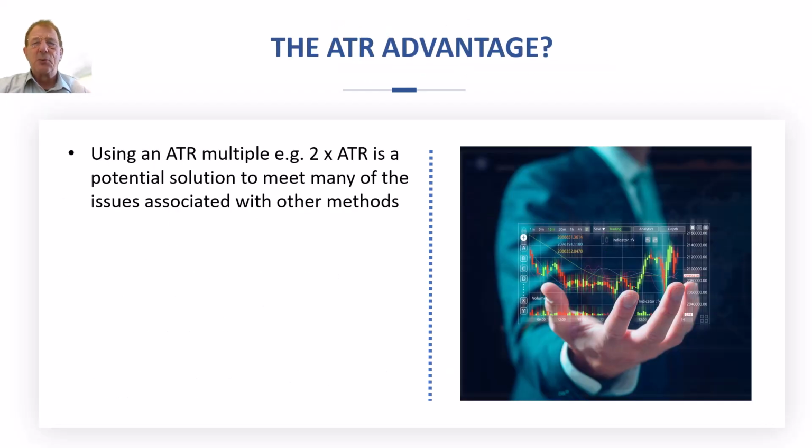So what's the solution to all of this? Well, we've given you some clues already in terms of offsetting where you're placing it, away from round numbers and away from key levels and support and resistance lines, but possibly using an ATR might help. Using an ATR multiple, for example, 2 times the ATR, is a potential solution to meet many of the issues associated with the methods that we've already talked about.